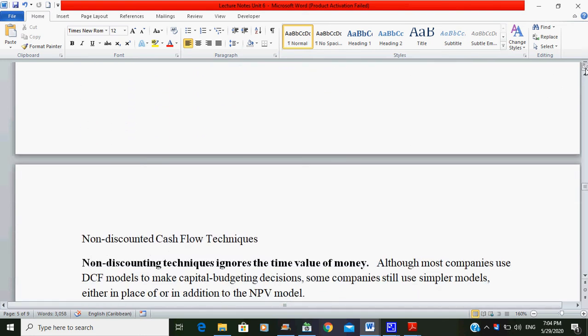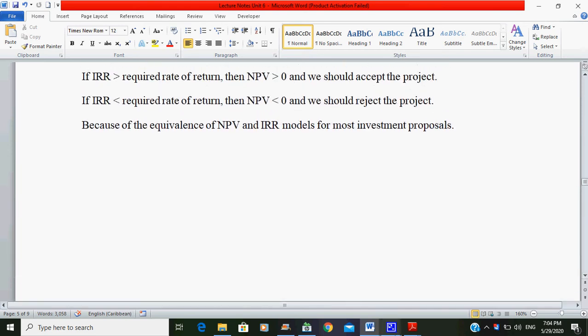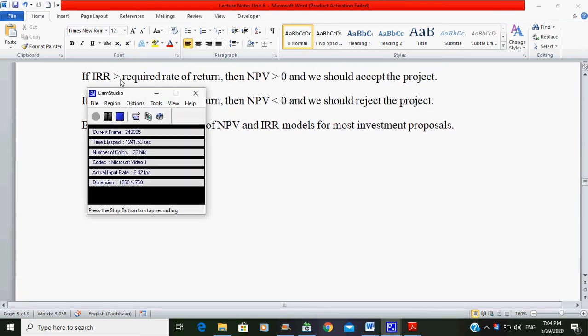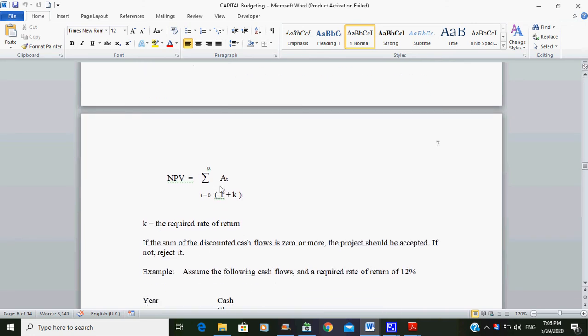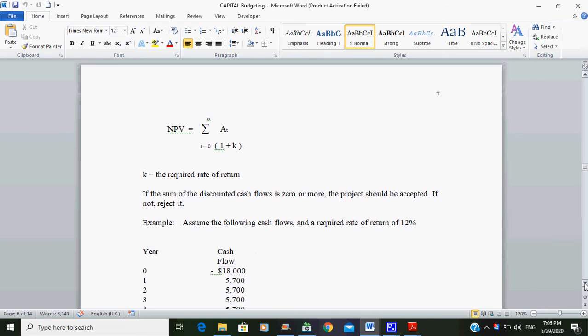Before we go any further, I have something to share with you regarding NPV and IRR. Here is another example of NPV. As said before, the net present value is what remains after discounting all cash flows by the required rate of return. Please write this formula, where K equals the required rate of return. Now, if the sum of the discounted cash flows is 0 or more, the project should be what? Accepted, if not, rejected. Assume the following cash flows and a required rate of return of 12%.